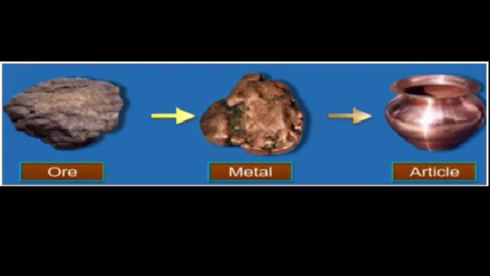This is the first step, the ore we get from the earth's crust. Then after some purification method, it is converted into a metal. Then after some other purification method, we get the purest form of metal. Then it is converted into articles.